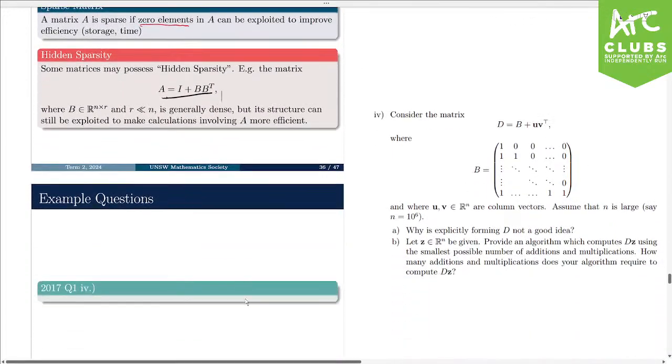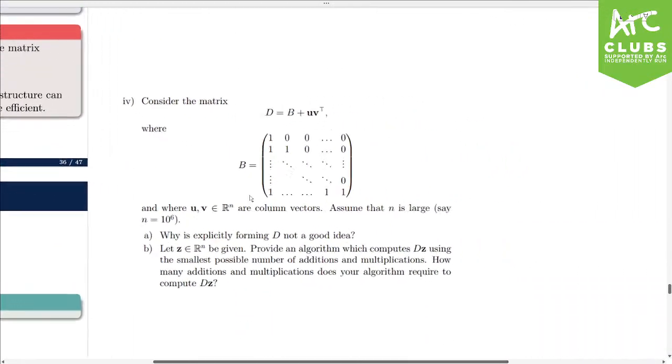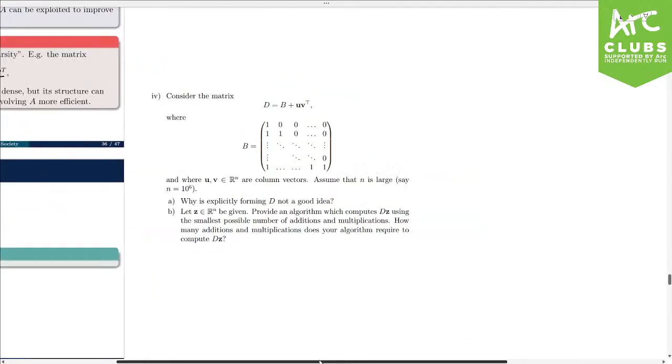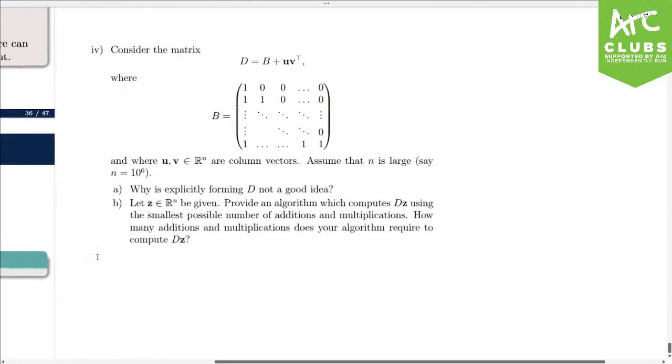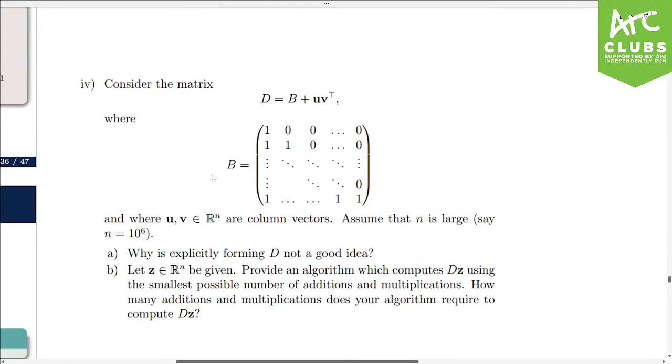And the example we have is this one. So this is from 2017. So we have a matrix D that's written like this. So a lower triangular matrix plus some 2 column vectors U V transpose. Part A asks, why is explicitly forming this matrix not a good idea?